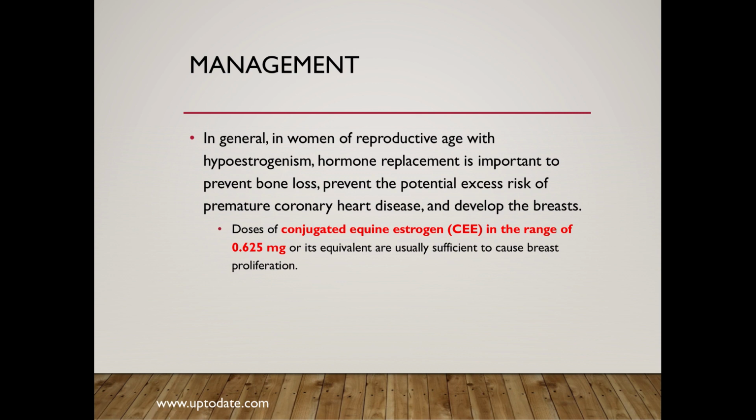In general, for women of reproductive age with hypoestrogenism, such as in the case of Turner syndrome, hormone replacement is very important to prevent bone loss, prevent the potential excess risk of premature coronary heart disease, and of course to develop their breasts. And we can give conjugated equine estrogen at a dose of 0.625 milligrams or its equivalent.